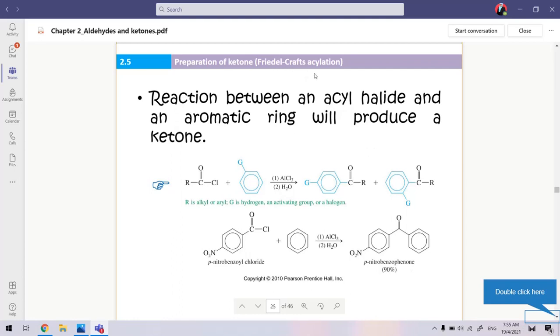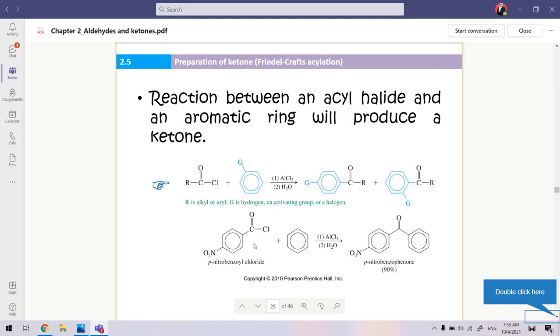And for the Friedel-Crafts acylation, okay, it is a reaction between the acyl halide and a benzene ring in the presence of aluminium trichloride, solvent H2O. What is the function of the aluminium trichloride? It is to boost the reaction, or we call it a catalyst.